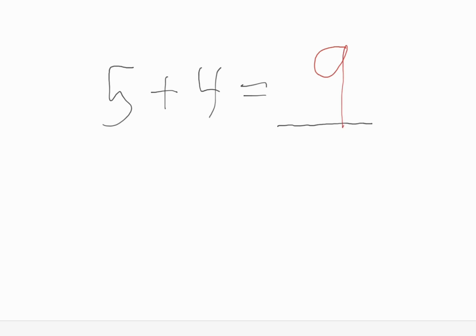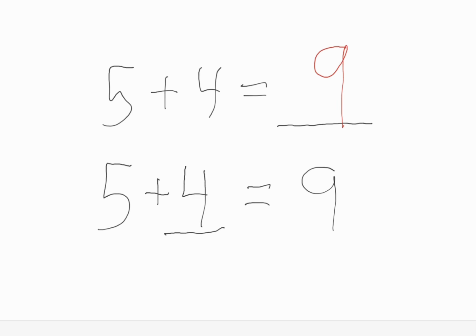Okay, so let's look at a different option. What if we have 5 plus the line equals 9? What does this line represent? Right, it equals 4.